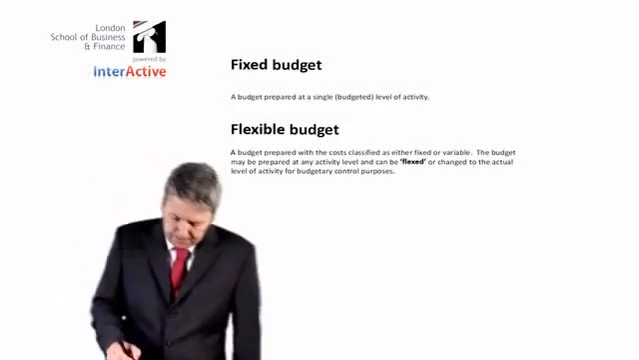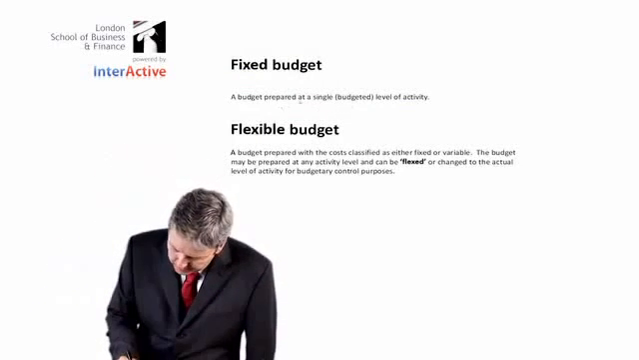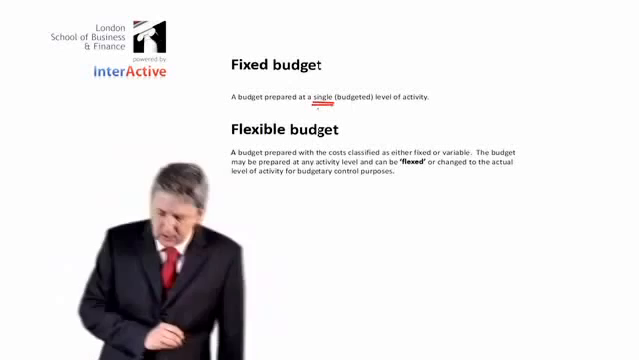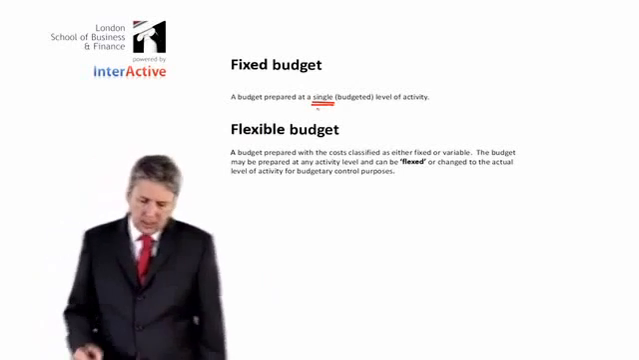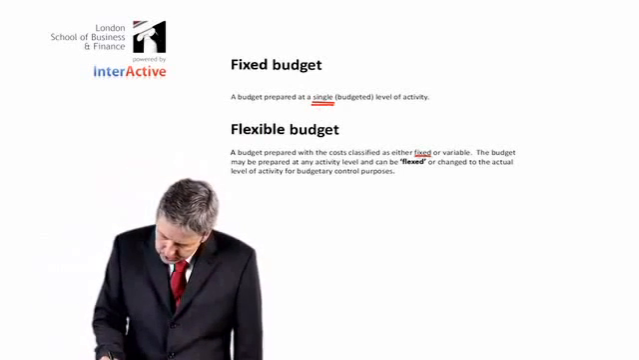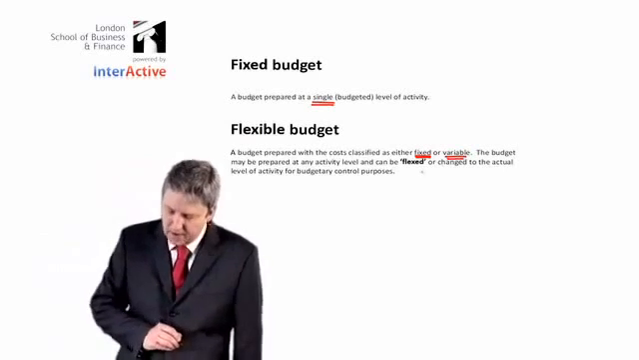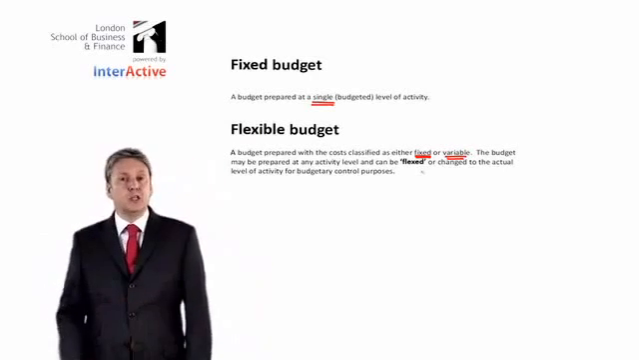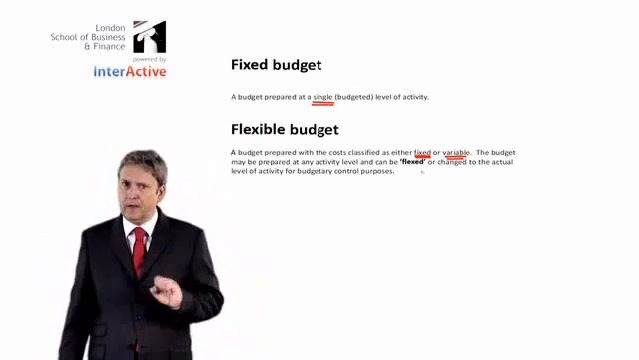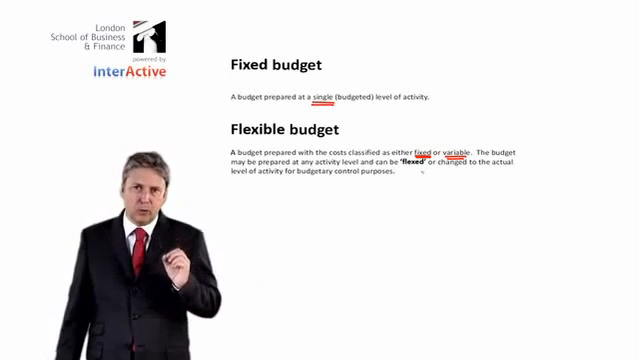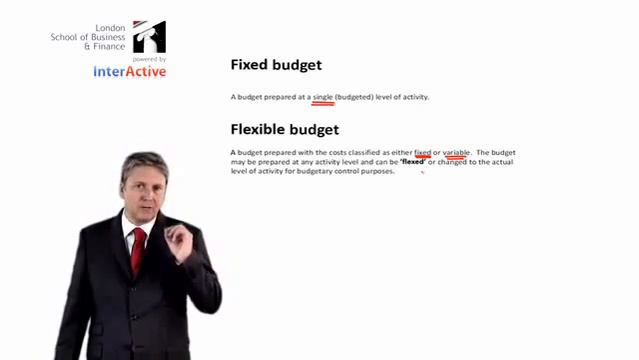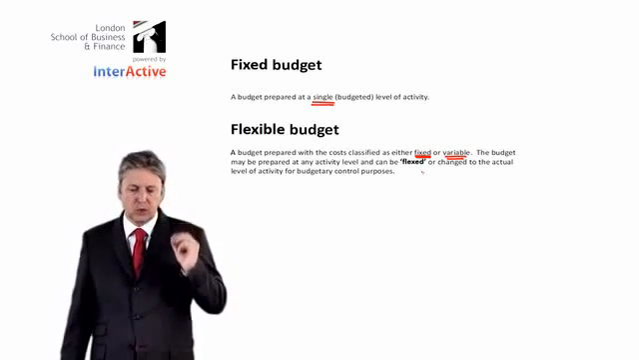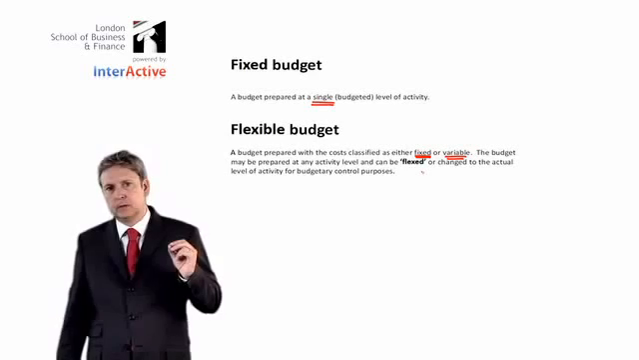So, a fixed budget is what we've just seen, a budget prepared at a single level of activity. A flexible budget is a budget with all costs classified as fixed or variable. The budget may be prepared at a number of activity levels, and very importantly, it may be changed or flexed to the actual level of activity for budgetary control purposes.